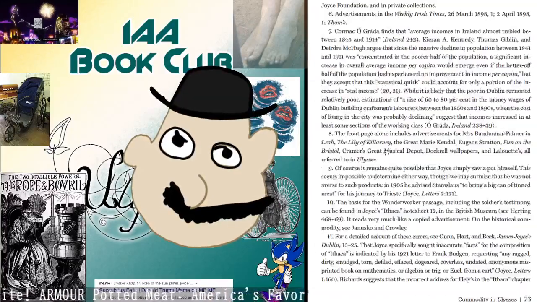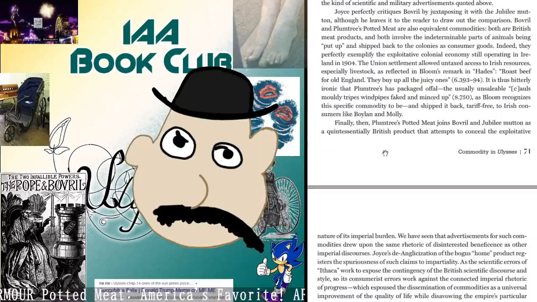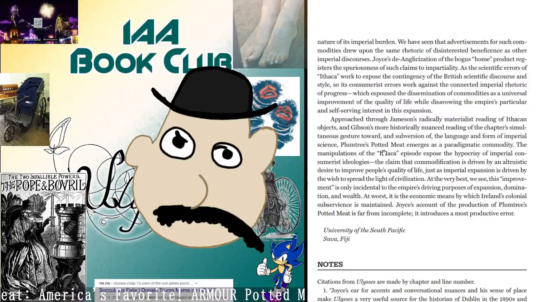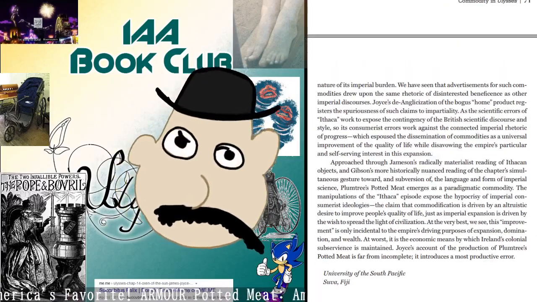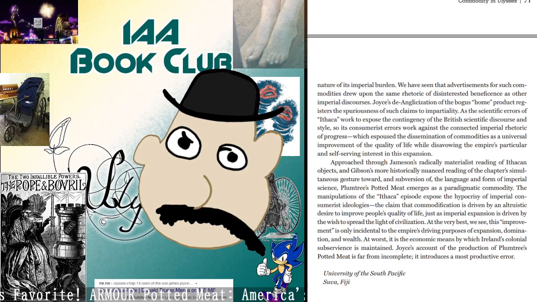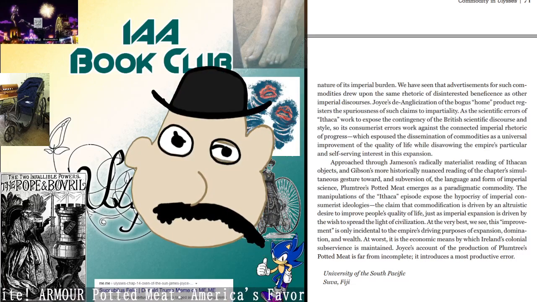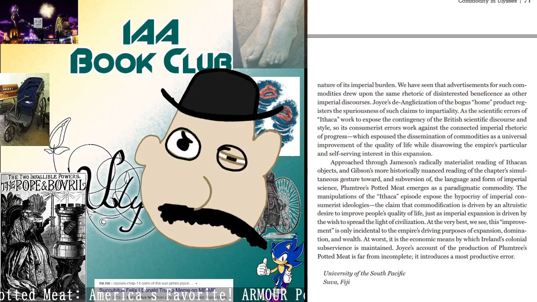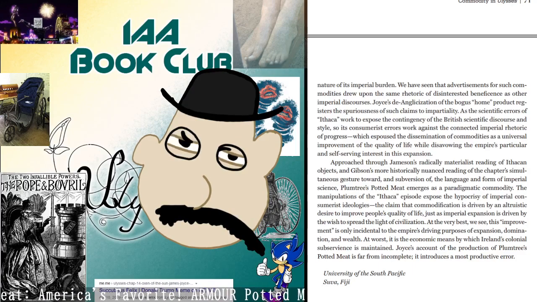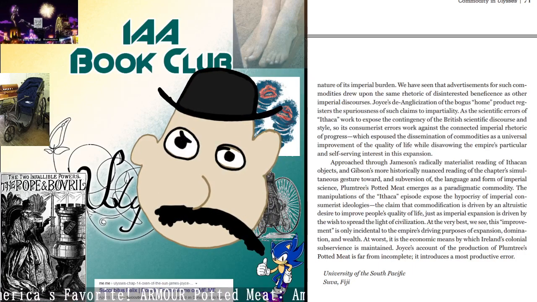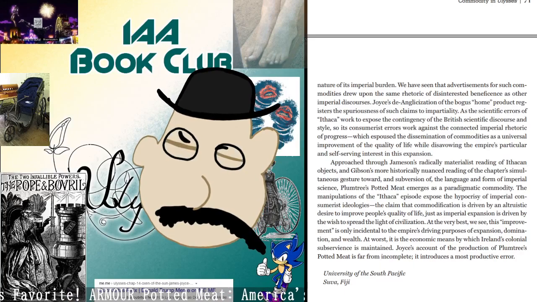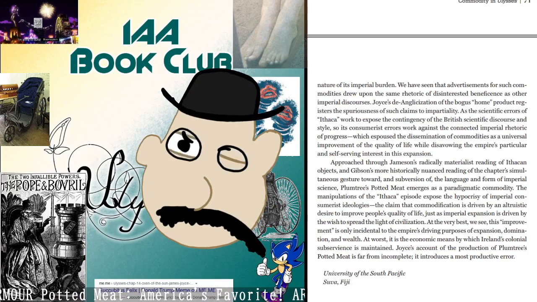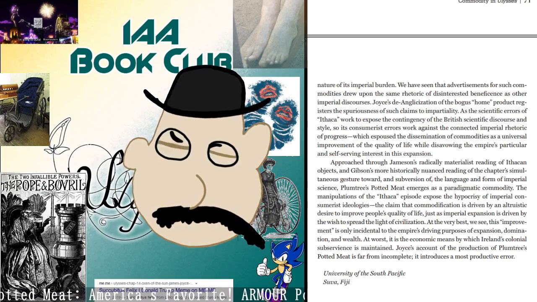Okay. Approach through Jameson's radically materialist reading of Ithacan objects, and Gibson's more historically nuanced reading of the chapter's simultaneous gesture towards and subversion of the language and form of imperial science, Plumtree's potted meat emerges as a paradigmatic commodity. Manipulation of the Ithaca episode exposes the hypocrisy of imperial consumerist ideologies. The claim that commodification is driven by an altruistic desire to improve people's quality of life, just as imperial expansion is driven by the wish to spread the light of civilization.